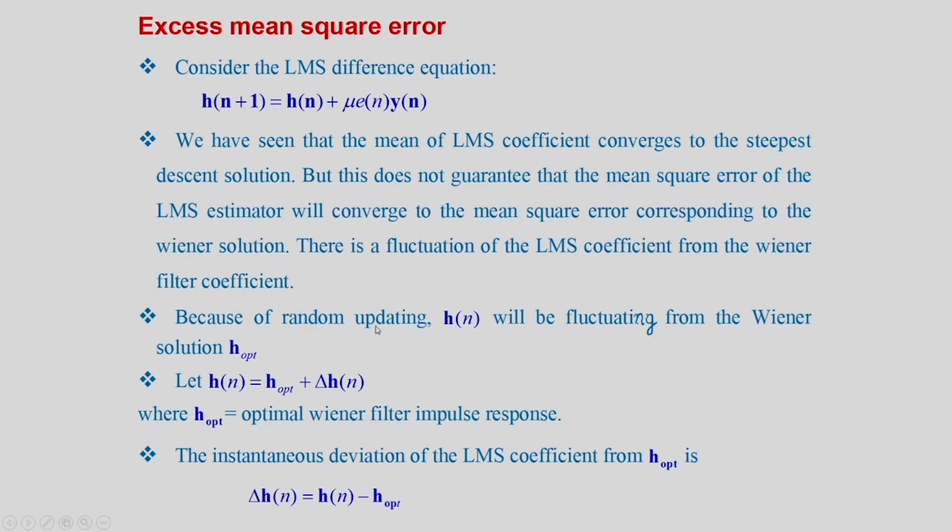Because of random updating, Hn will be fluctuating from the Wiener solution H opt. Let Hn be equal to H opt plus delta Hn, where delta Hn is the fluctuation and H opt is the optimal Wiener filter impulse response. That is, H opt is the optimal Wiener filter vector. The instantaneous deviation of the LMS coefficient from H opt is given by delta Hn is equal to Hn minus H optimum.